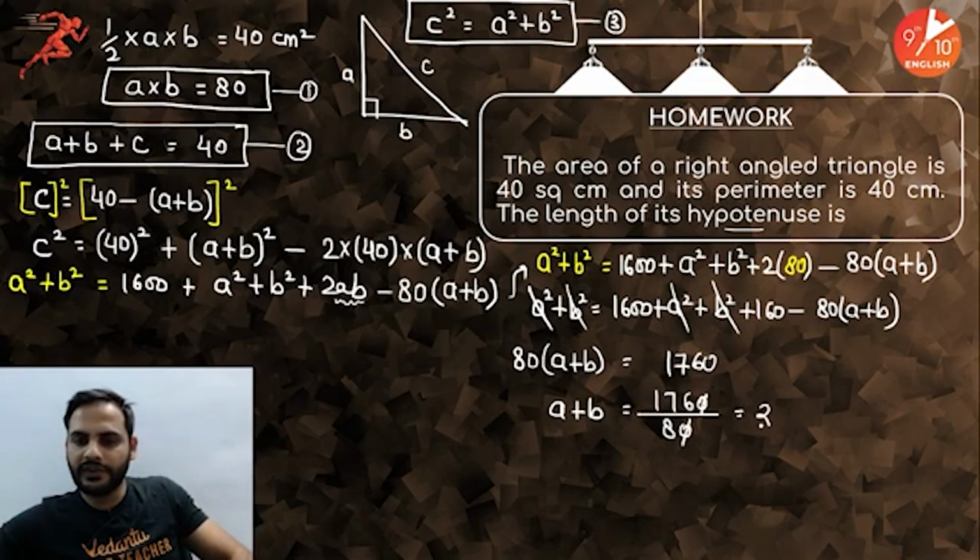8 to the 16, remainder 1. Again 8 to the 16. We got A plus B as 22. Okay. The relationship we have got is A plus B is equal to 22.